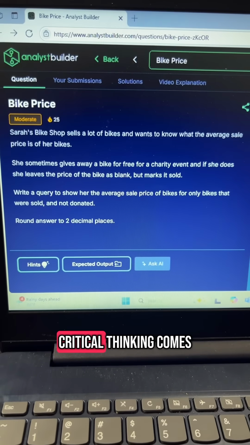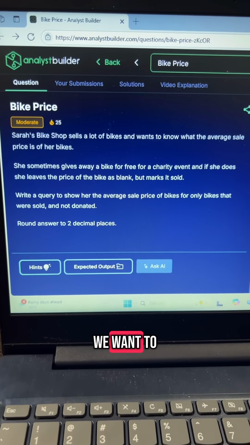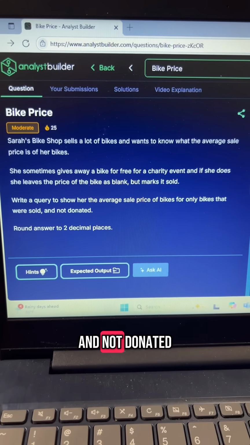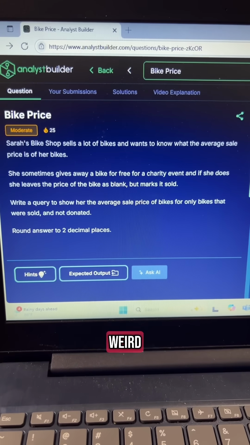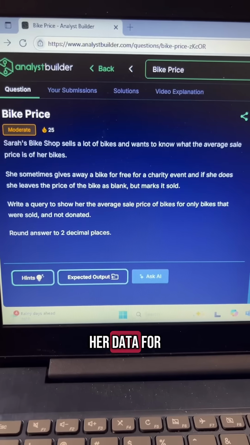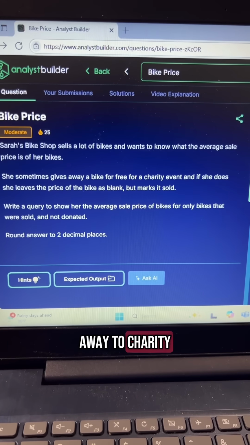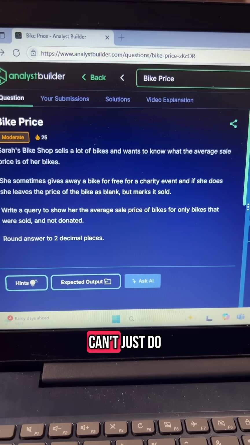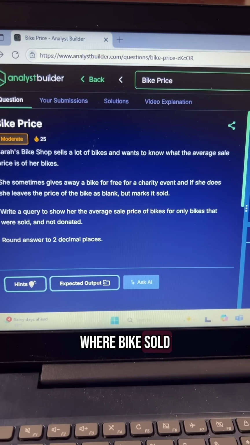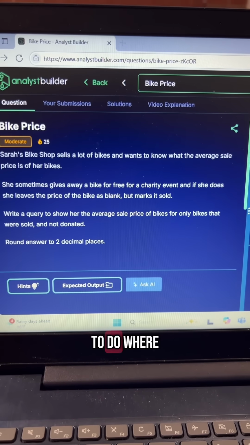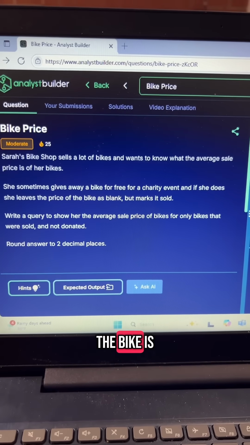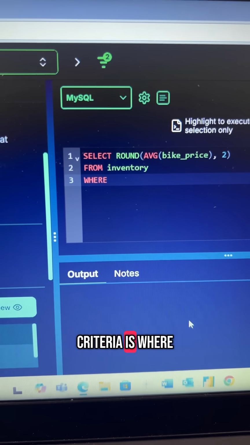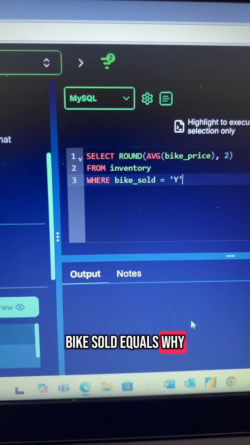Now here's where the critical thinking comes into play. We want to find the average sale price for only bikes that were sold and not donated. However, there's something weird with how Sarah stores her data. For bikes she gives away to charity, she leaves the price of the bike as blank but marks it sold, so we can't just do where bike sold equals yes, we also have to check that the price of the bike is not null. With that being said, our first criteria is where bike sold equals Y.